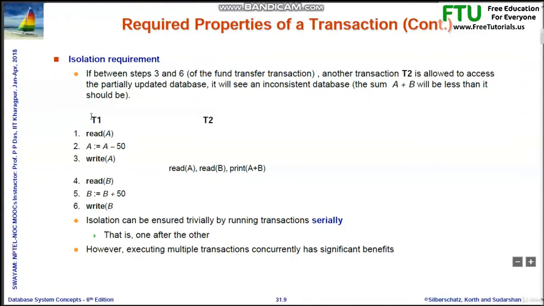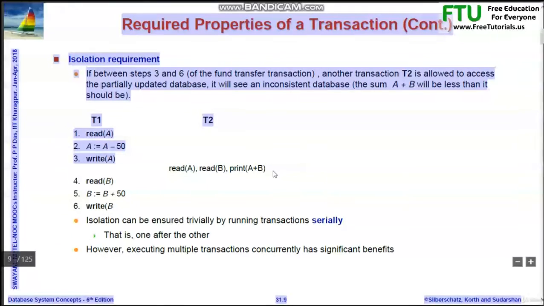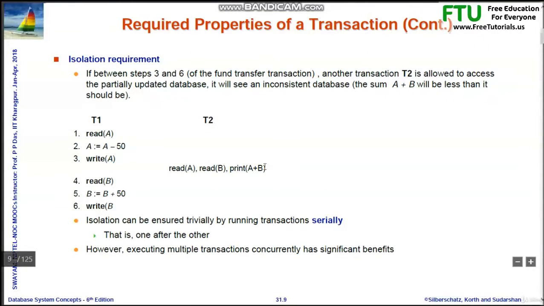So in our system we have to maintain concurrency also because it has other advantages. T1 is running, and at the same time T2 is also in the system. These steps are run by T1. At the fourth step, in the middle, T2 also reads B and prints A plus B. So this will make the system inconsistent.